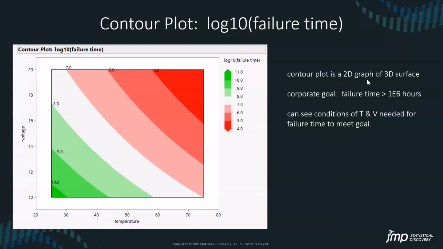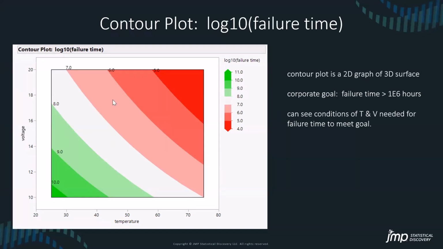Okay, this is a contour plot. The contour plot is a 2D graph of a 3D surface. I have voltage on one axis, temperature on the other. Each of these contours means that this is a fixed time it would fail, right? This is the log base 10 of the failure time. So 6 means 10 to the 6 hours or a million hours. So anywhere along this curve here, I expect it would take about a million hours for 50% of the population to fail.